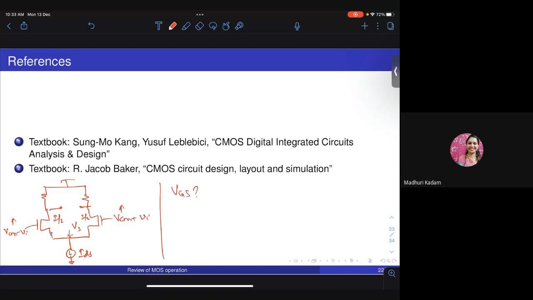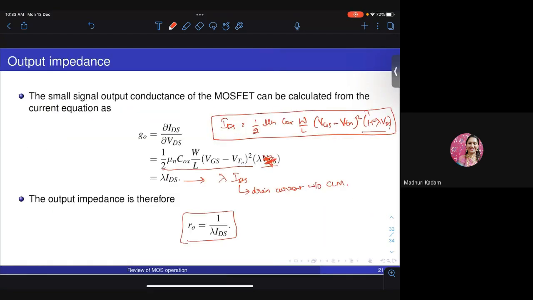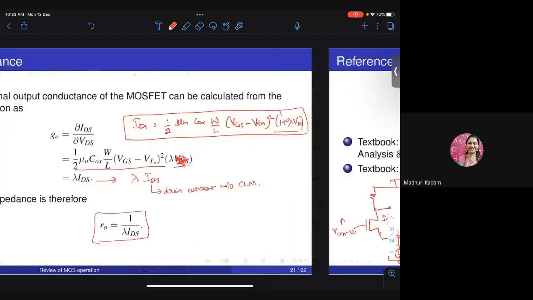So VGS is not fixed by the bias current. It depends on the input signal voltage conditions. If the input common mode changes, then the gate voltage changes and the source voltage adjusts itself accordingly. But what is constant in this case is the IDS. So I can find my GM as under root 2 mu n into IDS. That was the equation.